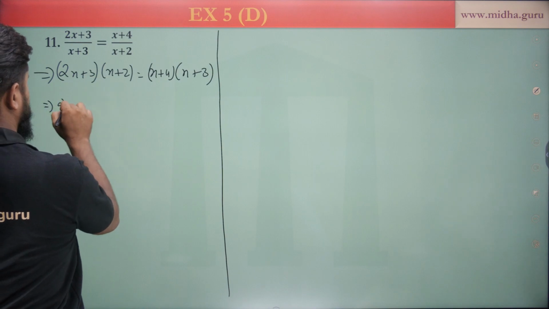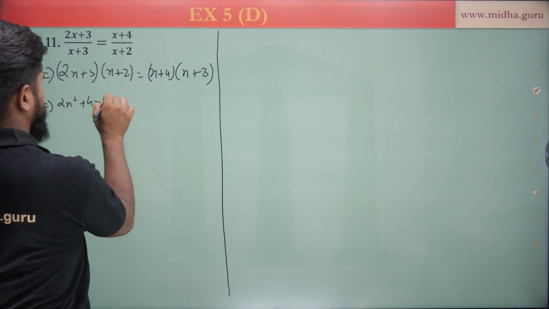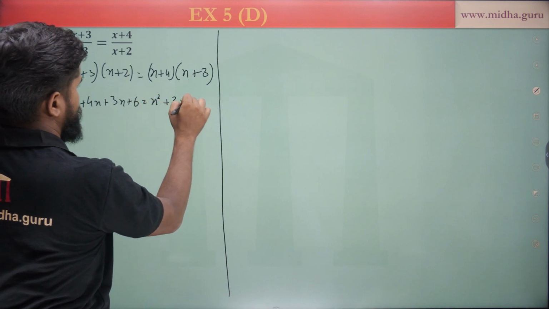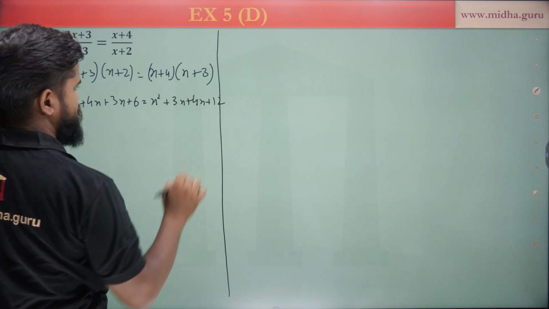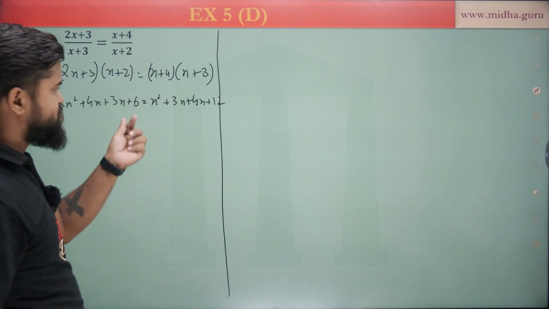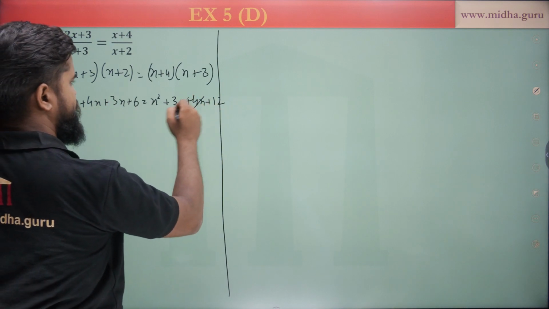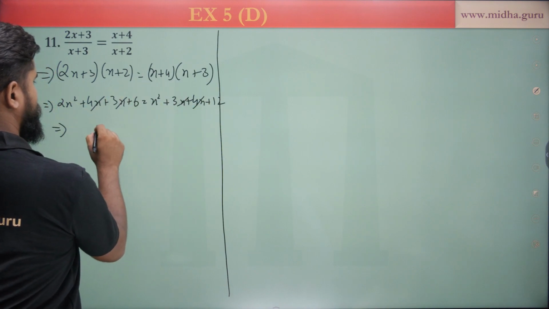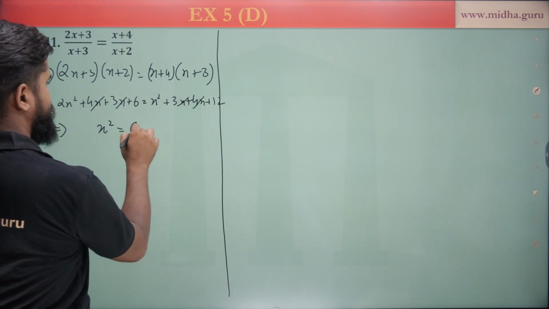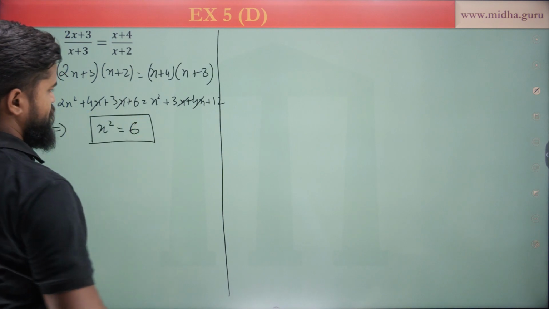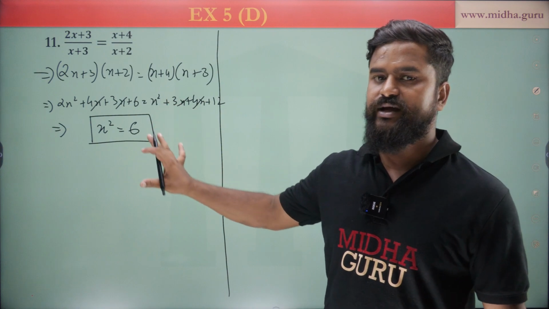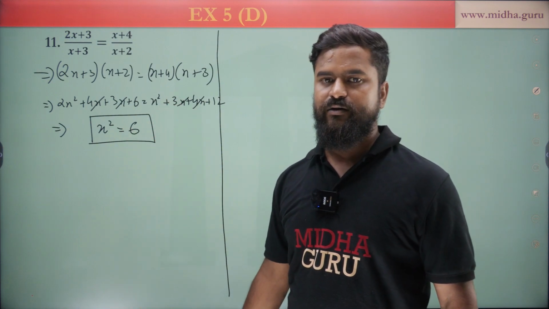So we will get 2x squared plus 4x plus 3x plus 6 equal to x squared plus 3x plus 4x plus 2. Now if you look on both sides of the equation, we have plus 4x and plus 3x, so we will cancel that out. Now we will take 6 to the other side and x squared here. We will get 2x squared minus x squared, x squared is equal to 12 minus 6, 6. This became our equation. So we don't even need to solve it. If we know the root of 6, we can directly answer this question.